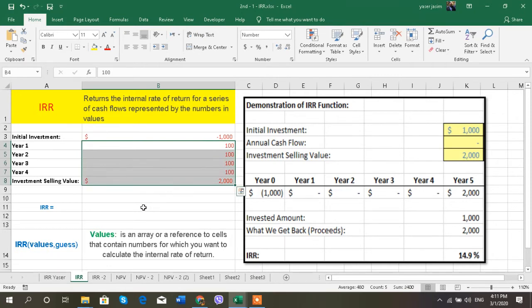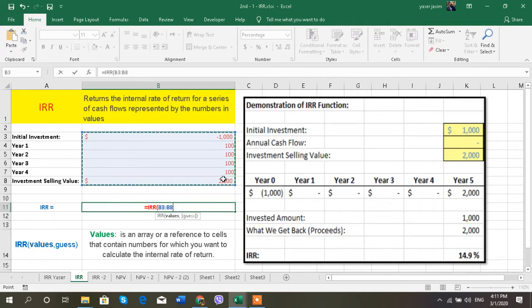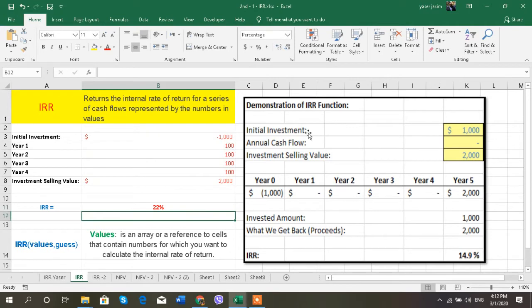So how do I calculate the IRR? IRR is very easy, just type equals and your function, then select all the values that we have, all the cash flow, and press enter. I can see that the IRR is 22% for this cash flow.